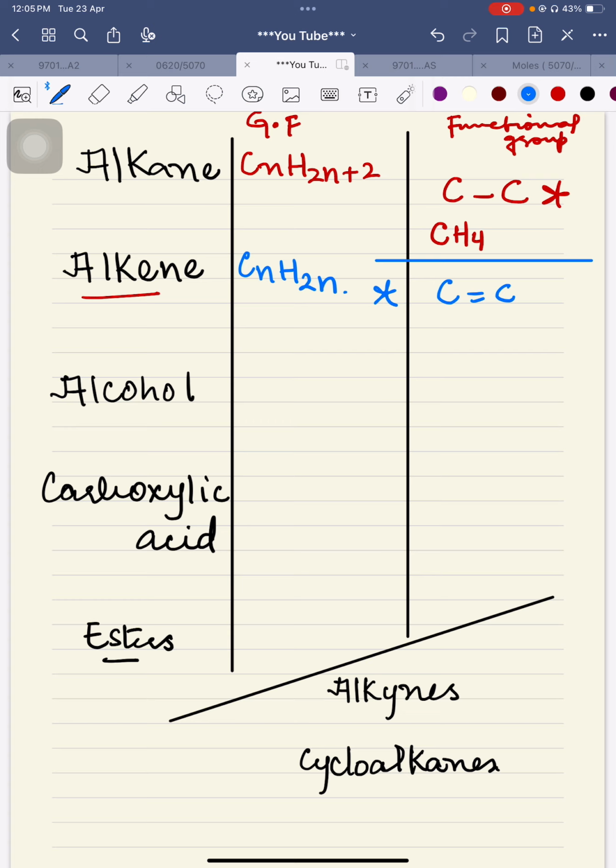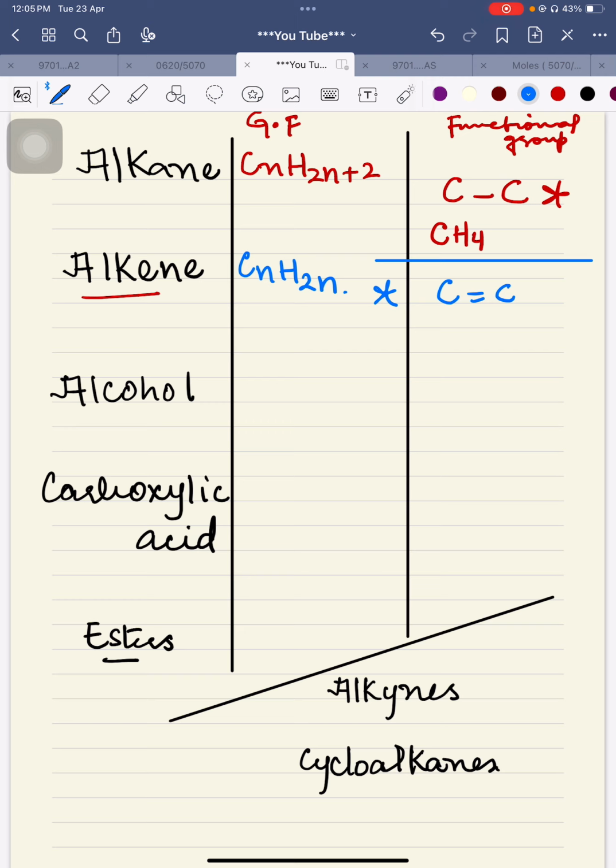Why? Because according to its functional group, there must be a carbon-carbon double covalent bond. So if there is only one carbon atom, how can it make a double covalent bond in the air? It cannot make it. That's why it requires one more carbon atom to make a double covalent bond.